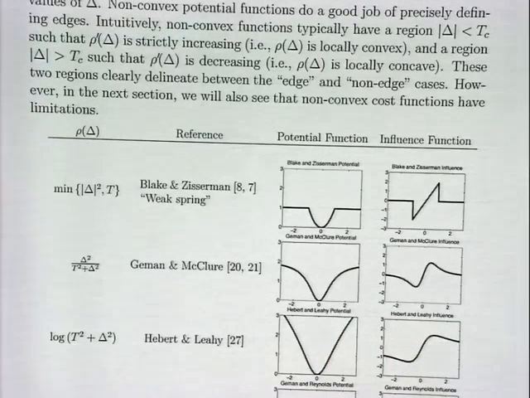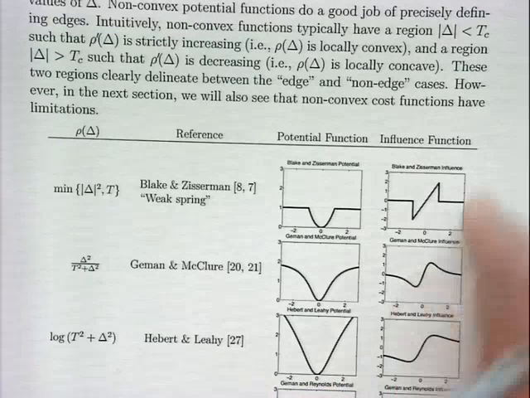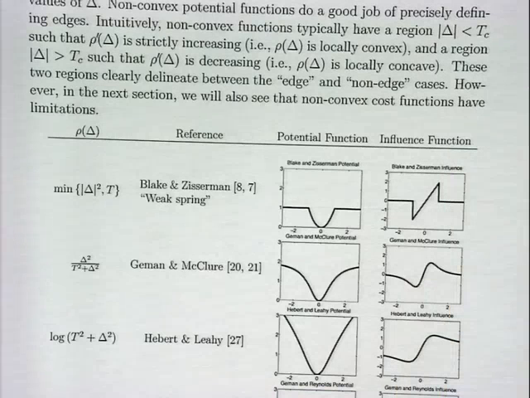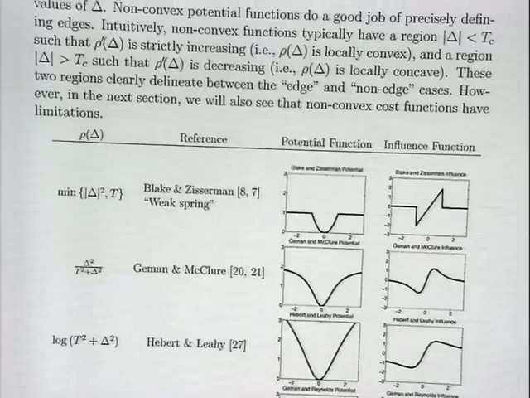Often, looking at the influence function, which is the derivative of the potential function, you get a clearer sense of what's going on. But all these approaches are non-convex potential functions, and non-convex optimization is problematic. So let me just review why non-convex optimization is problematic.